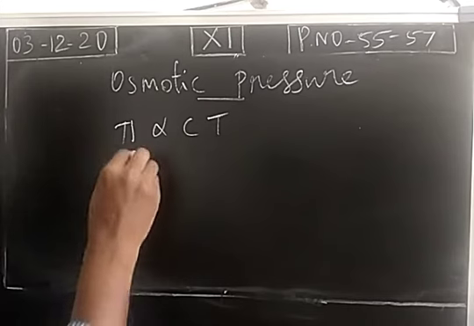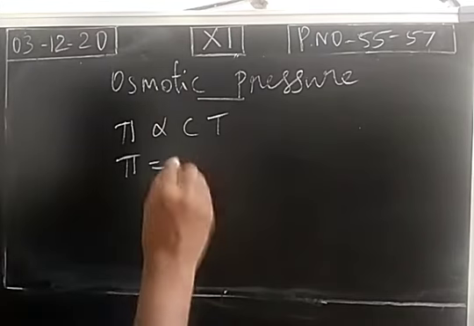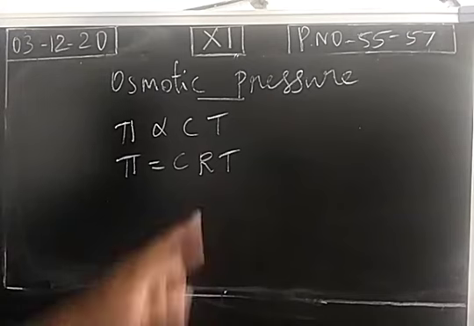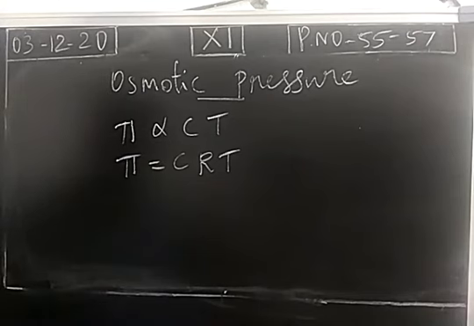To remove the proportionality, we introduce a constant, which is nothing but the gas constant. The value of the gas constant is 8.314 into 10 power minus 2. Then, with the help of the colligative property osmotic pressure, how can we calculate molar mass? In the previous cases, we calculated molar mass from the colligative properties: elevation of boiling point, depression in freezing point, and the relative lowering of vapor pressure. From these three colligative properties, we calculated the molecular mass of the solute. In the same way, from the osmotic pressure, how can we calculate the molar mass of the solute?